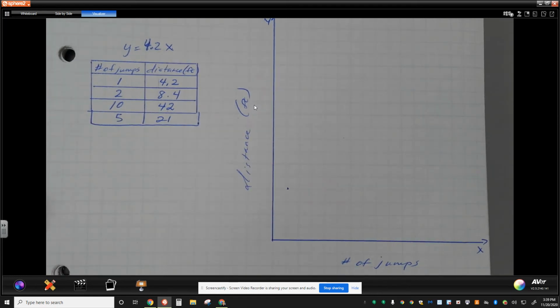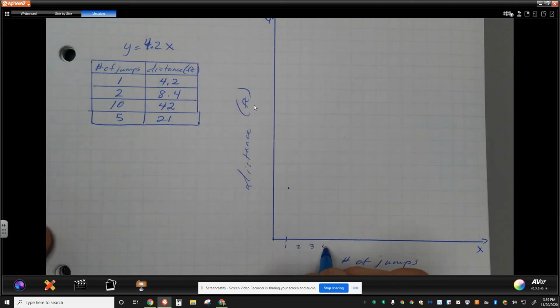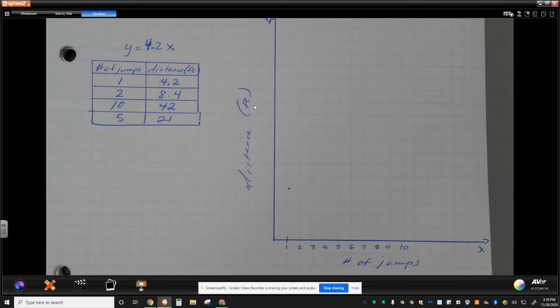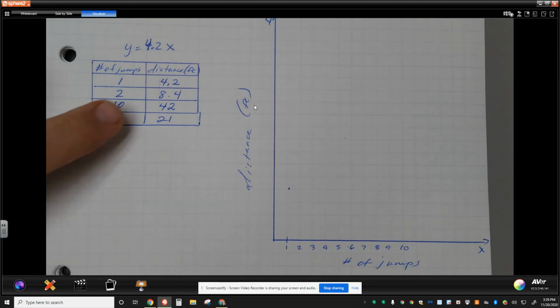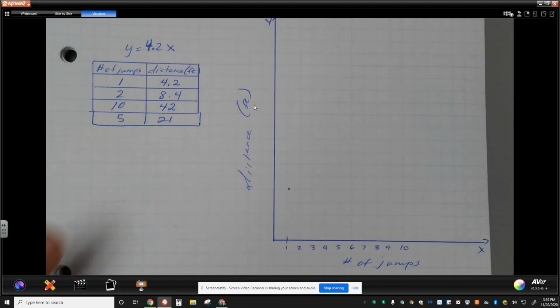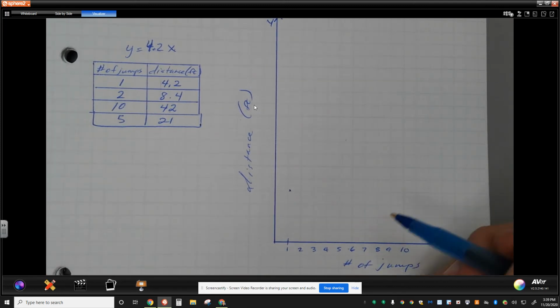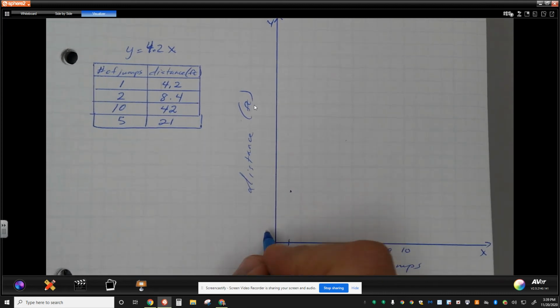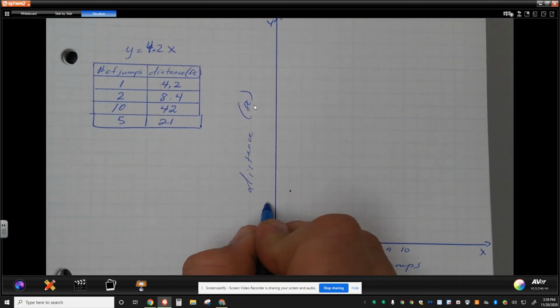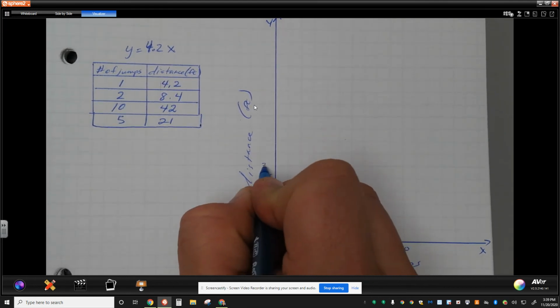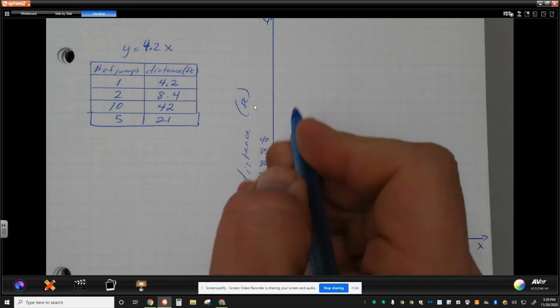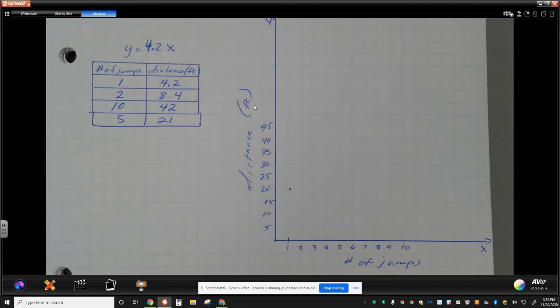My intervals for the jumps are pretty easy. I could call this 1, 2, 3, 4, 5, 6, 7, 8, 9, 10, because that's the highest I need to go for this table. But on the other side, I need to consider some other distances. I see a lot of decimals, but I also see 10 goes up to 42. So how would I navigate through this? I think by ones really would not be reasonable. Twos would also not be reasonable, but fives wouldn't take me very long. 5, 10, 15, 20, 25, 30, 35, 40, and I'm going to go to 45 simply because 42 is between 40 and 45.